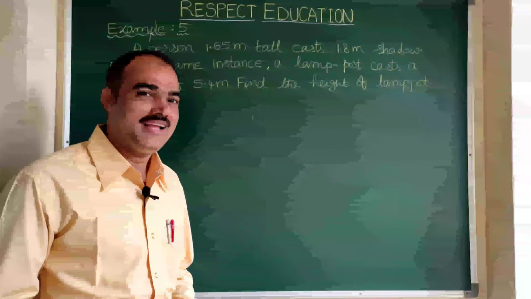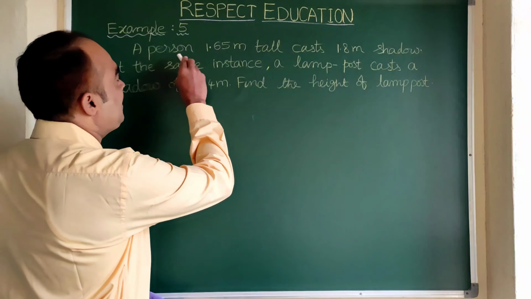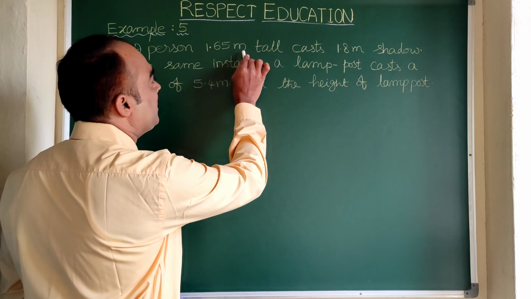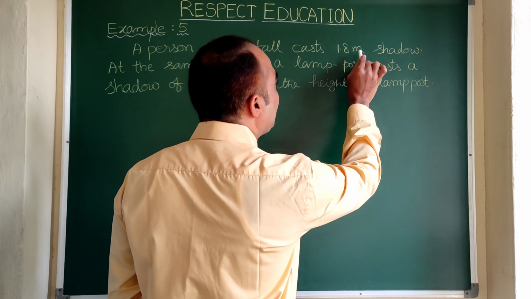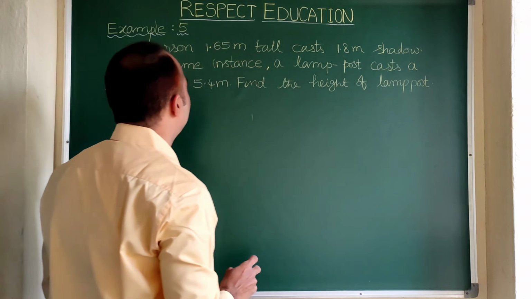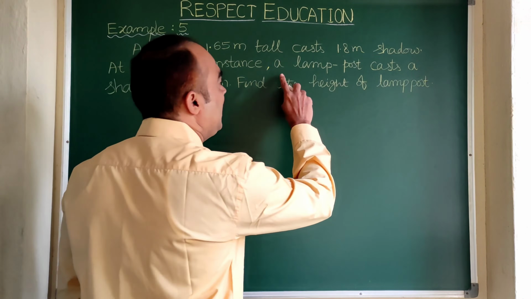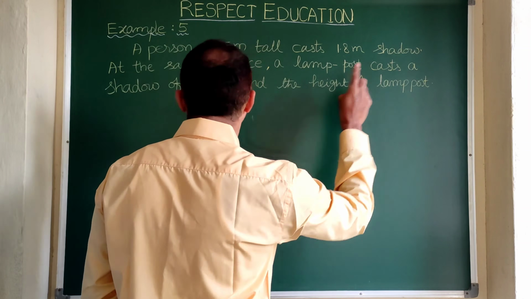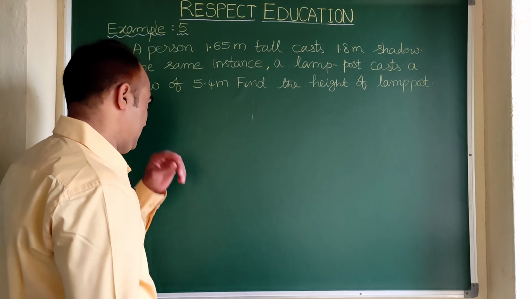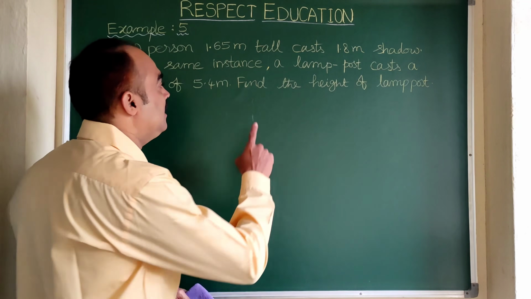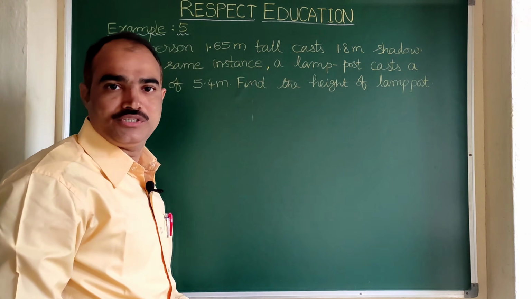Now let us see example 5. A person 1.65 meter tall casts a 1.8 meter shadow. At the same instance, a lamp post casts a shadow of 5.4 meters. Now the question is to find the height of the lamp post.